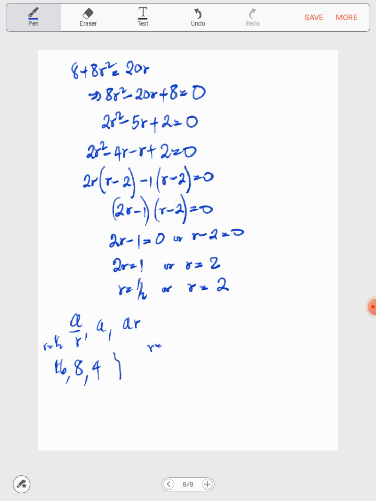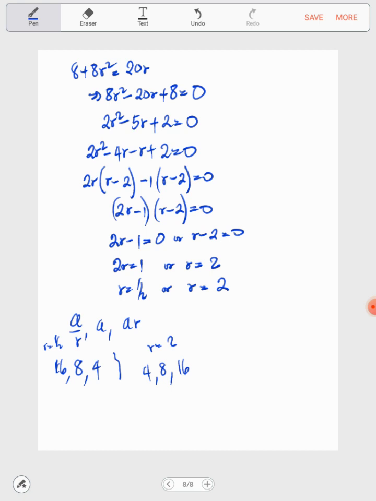Also, let's check when r equals 2. We have a equals 8. The first term will be 8 divided by 2, that's 4. The second term is still 8, and the third term is 8 times 2, that's 16. You can see that's 4, 8, 16. What we had initially is 16, 8, 4. Addition is commutative, so 4 plus 8 plus 16 is the same as 16 plus 8 plus 4, which gives 28. Multiplication is also commutative, so 4 times 8 times 16 is still 512.